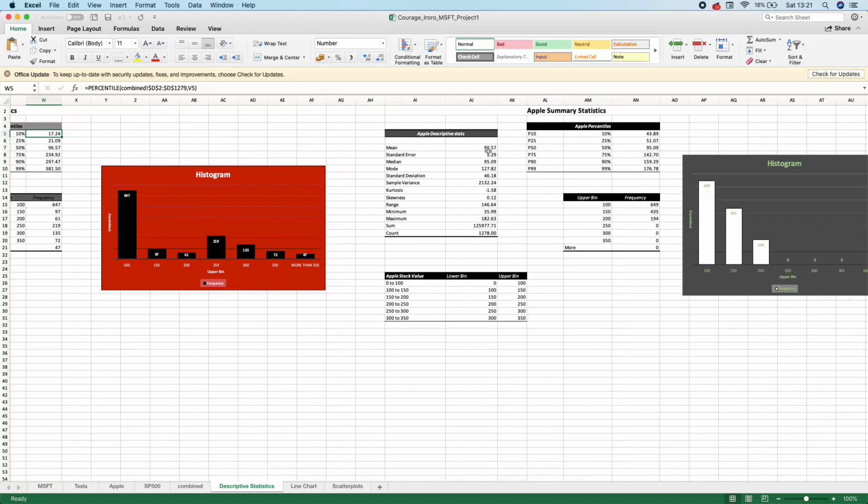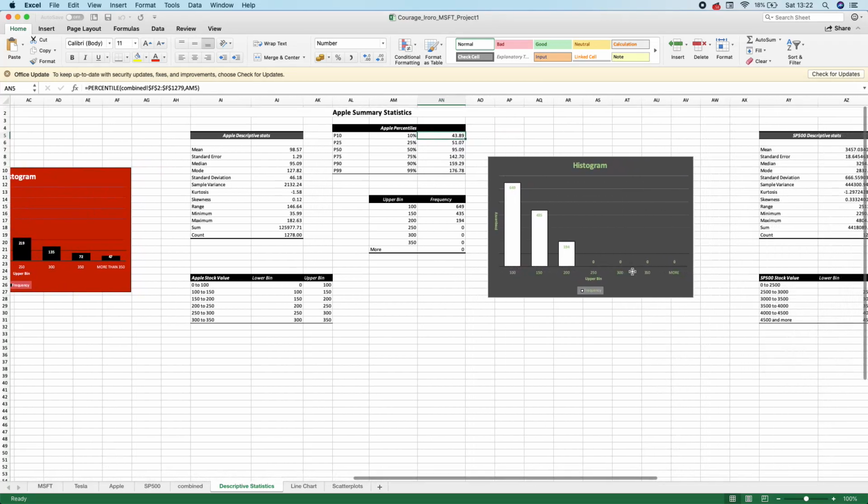Apple has a fairly high mean value, which is 98, which is obviously better than Tesla. So it shows that they probably would have higher stock values than Tesla. Looking at the percentiles as well, at the 10th percentile we have 43.89. The median value is 95.09, which is already giving us some basic information of what's really going on in these values. And then check the histogram as well.